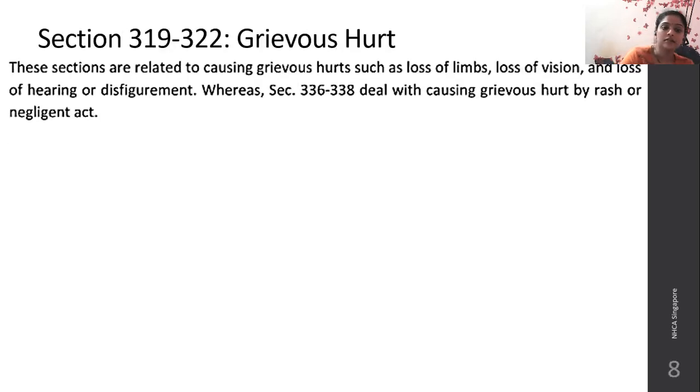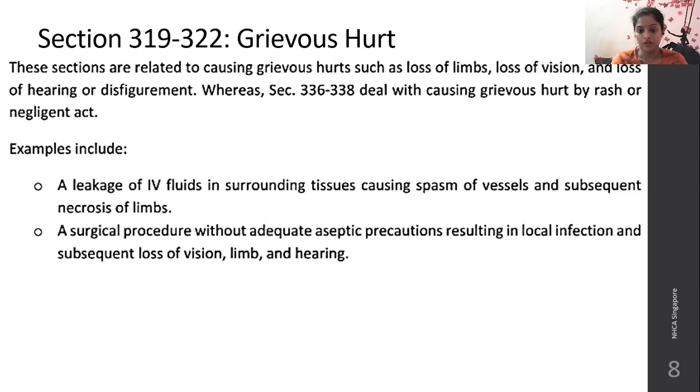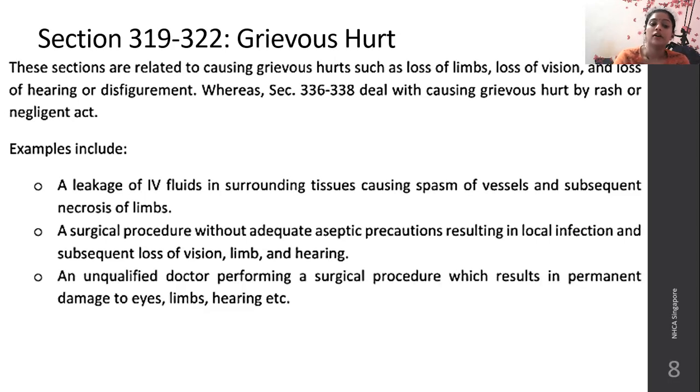Sections 319 to 332 are related to causing grievous hurt, such as loss of limb, loss of vision, loss of hearing, disfigurement, etc. Whereas Sections 336 to 338 deal with causing grievous hurt purposefully and other negligent acts. Examples are leakage of IV fluids into the surrounding tissues causing subsequent necrosis of the limb, surgical processes without adequate aseptic precautions, and an unqualified doctor performing a surgical procedure which results in permanent damage to eyes, limbs, hearing, or any motor or neurological function. That comes under Sections 319 to 332 of grievous hurt.